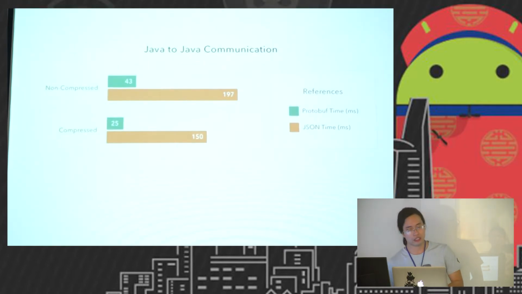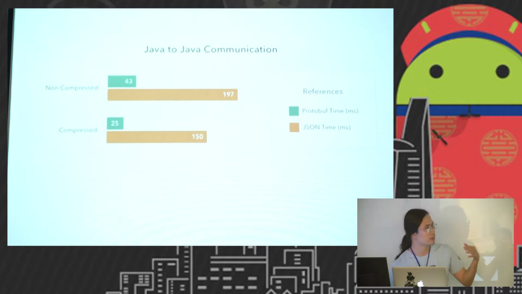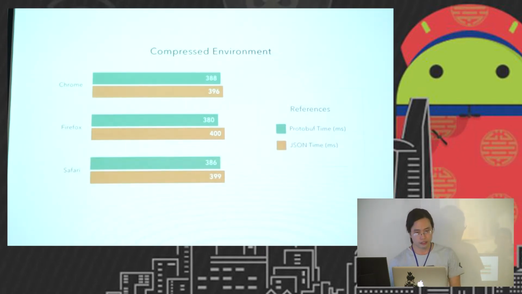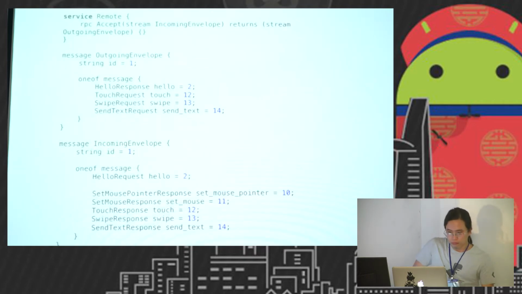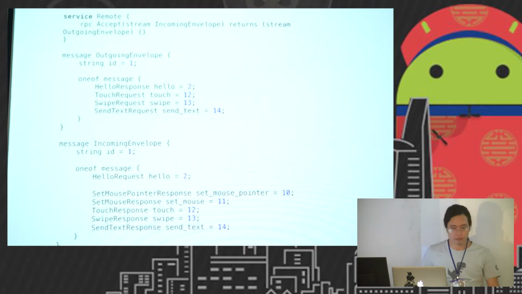For example, this is a benchmark of Java to Java communication, meaning the server is Java and the client is Java. You see that the performance difference between Protobuf and JSON is huge. And this is when we don't use the client, just looking from the browser's viewpoint, in a compressed environment, where the difference is not so big. This is an example file of the Protobuf format. I will explain it later.